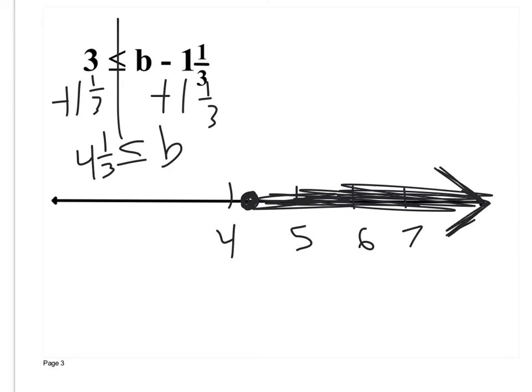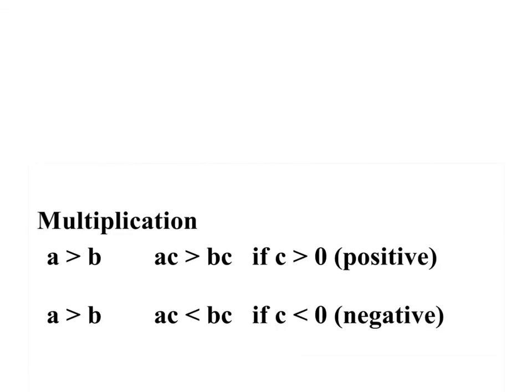So anything on this side of the arrow, on the right side of 4 1/3, is going to make this a true statement. And you can check if you want. Okay, let's do 5 1/3. What's 5 1/3 minus 1 1/3? 5 1/3 minus 1 1/3 is 4. Is 3 less than or equal to 4? Yeah, so I must have done it right. Okay, everybody get it? Pretty easy, right? Alright, write this down.